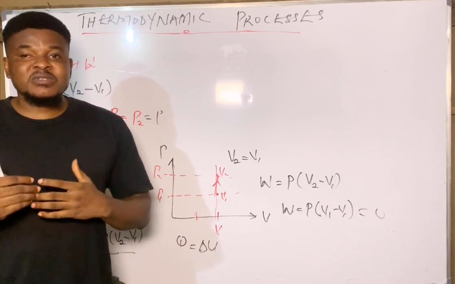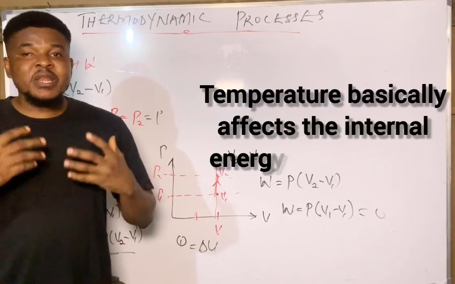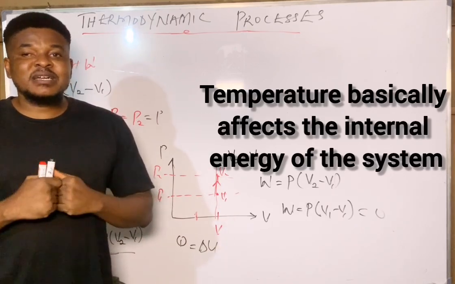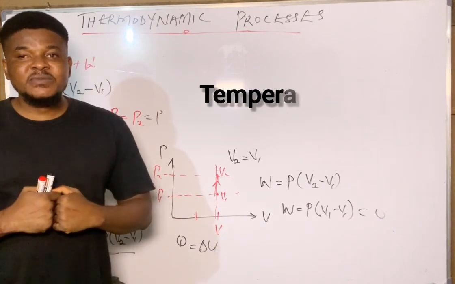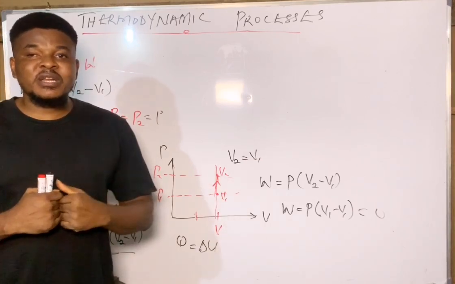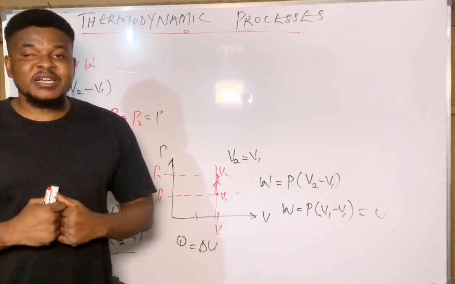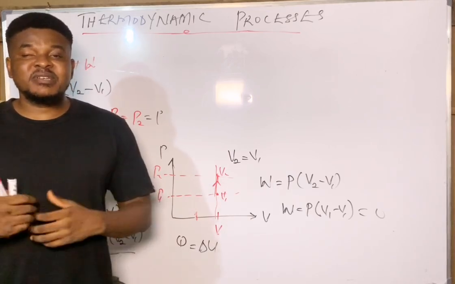If temperature remains constant, the internal energy of the system continues to change. Whenever you have an isothermal process, the only thing being affected is the internal energy. An increase in temperature results in an increase in internal energy. A decrease in temperature results in a decrease in internal energy. And if the temperature remains the same, the internal energy of the system also remains the same.